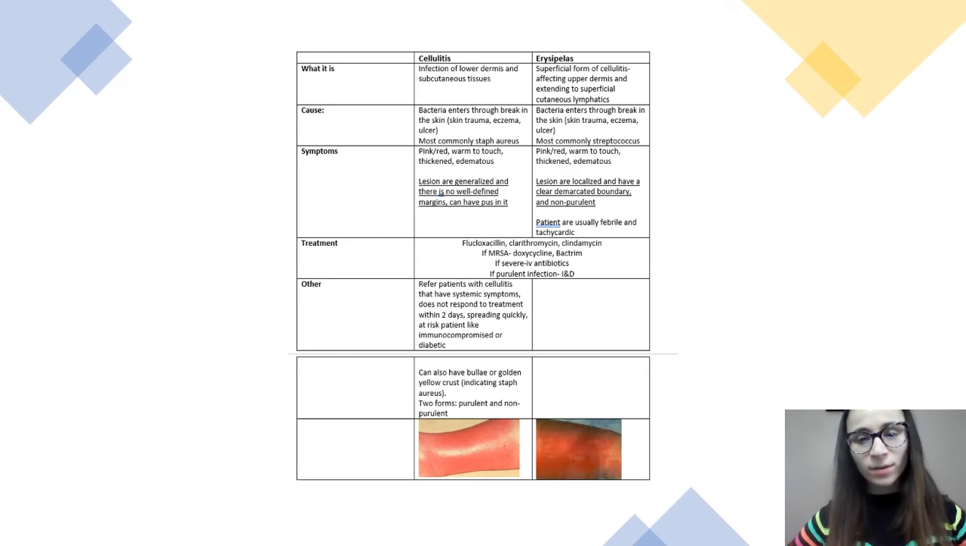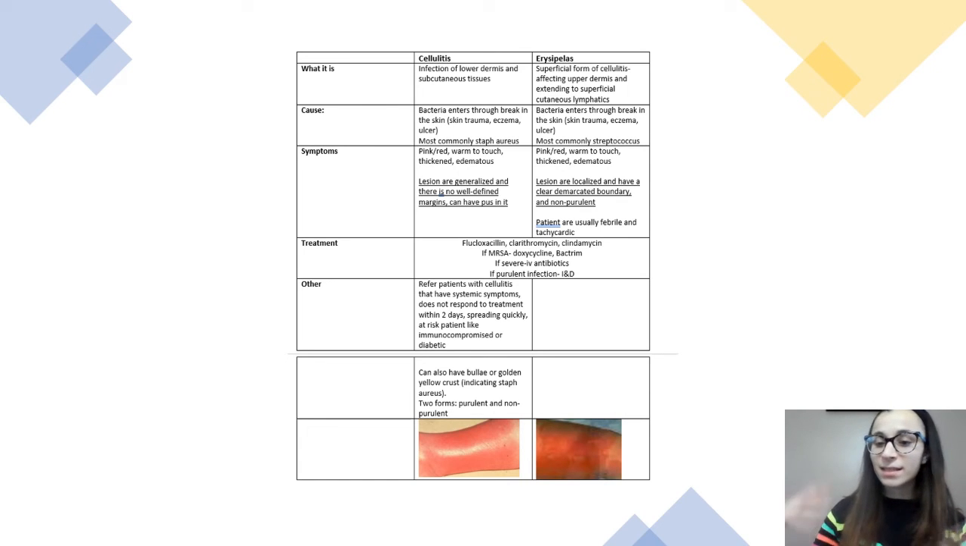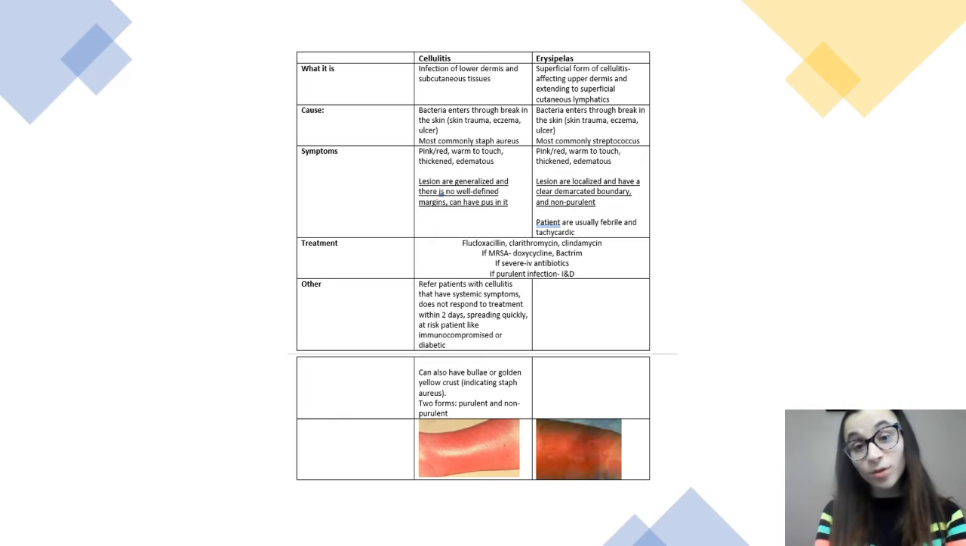Okay, in this slide, we're going to be comparing and contrasting cellulitis and erysipelas. Cellulitis is an infection of the lower dermis and subcutaneous tissues, as opposed to erysipelas, which is a superficial form of cellulitis that affects the upper dermis and extends to the superficial cutaneous lymphatics. The cause is bacteria breaking through the skin and entering. For instance, skin trauma, eczema, or an ulcer, and bacteria gets in and causes both the cellulitis and the erysipelas.